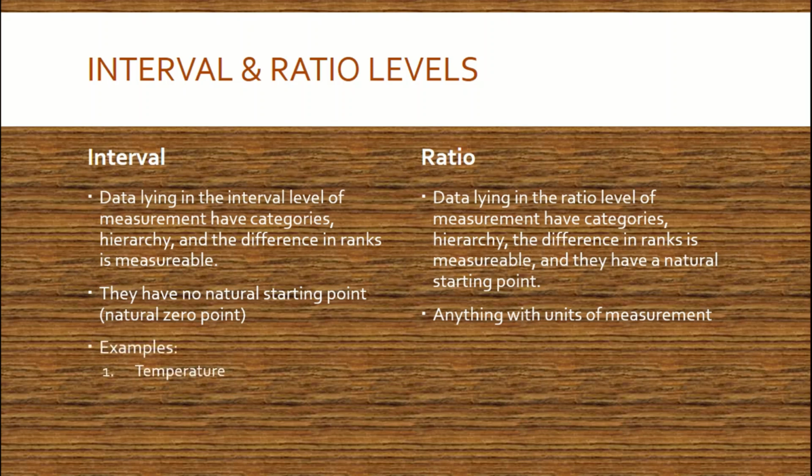Let's look at examples of data in the interval level of measurement. First example is temperature. The difference in temperature is meaningful. There is hierarchy in temperature, with higher temperatures and lower temperatures, but temperature has no natural starting point, since 0 degrees Celsius or 0 Fahrenheit doesn't really imply the lack of heat energy. So they do not have a natural zero starting point. Another example is years. We really do not have 0 years, but we do have the difference in years that makes sense and is measurable. We have higher numbered years and lower numbered years, or earlier years and later years.